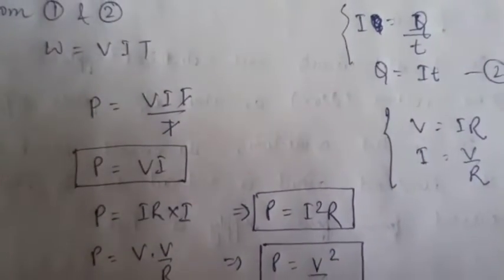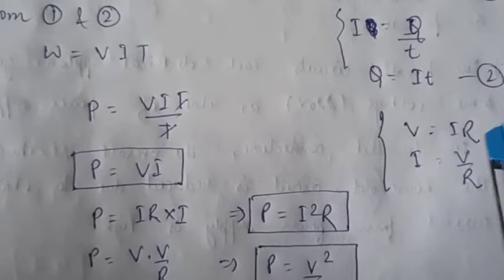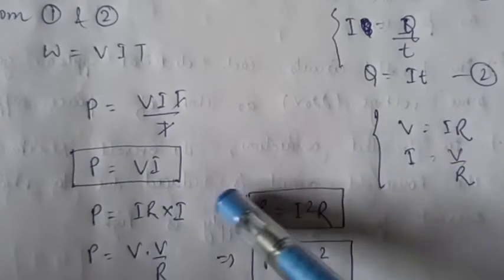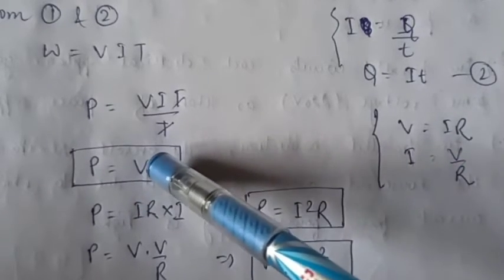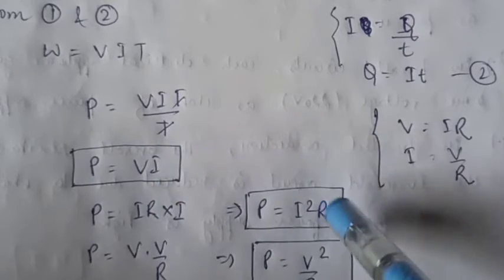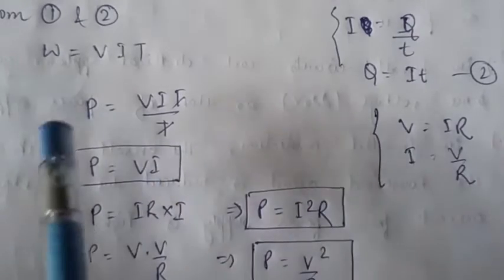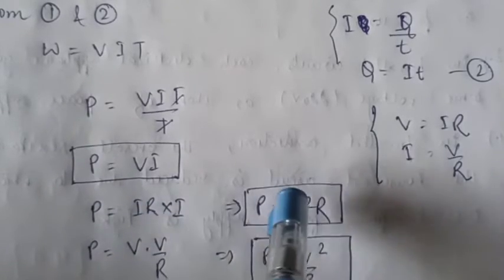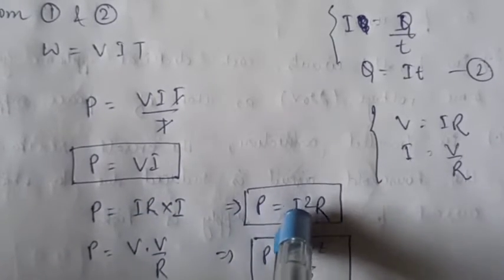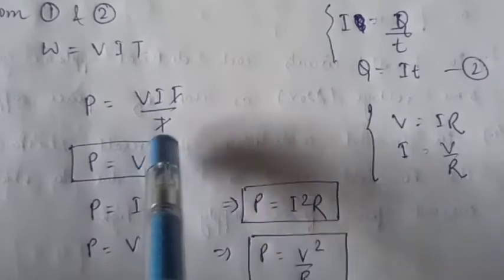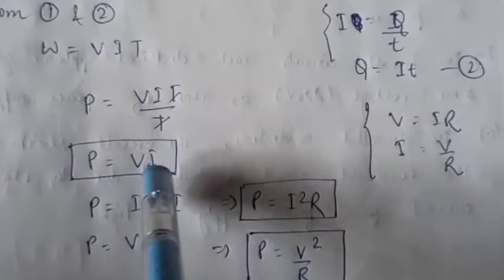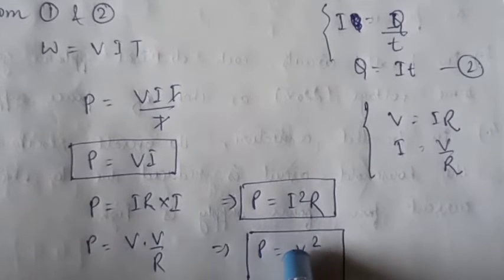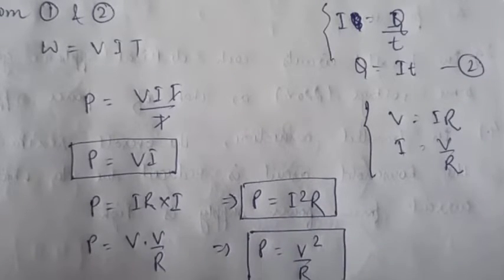Now by Ohm's law, we know V is equal to IR, and we can also write I is equal to V upon R. So from here, the same equation P is equal to VI, we can get two more formulas. If we replace V by IR, we get P is equal to IR into I, that is P is equal to I square R. And if we replace I by I is equal to V by R, we get the equation P is equal to V square upon R.